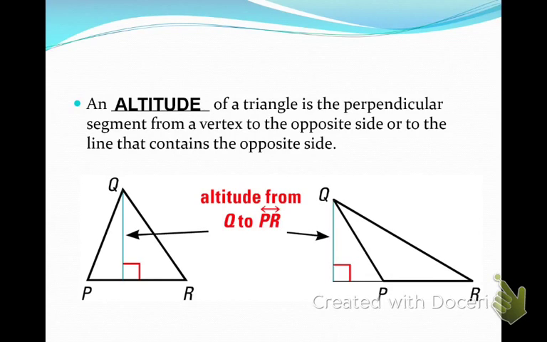Now, not all the altitudes in this triangle are outside of the triangle. If I did the altitude from P to the side QR, then that would be inside the triangle. It would be here. Right. All right, any questions? Okay.